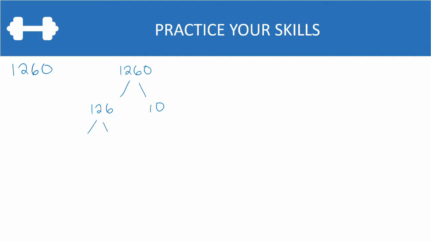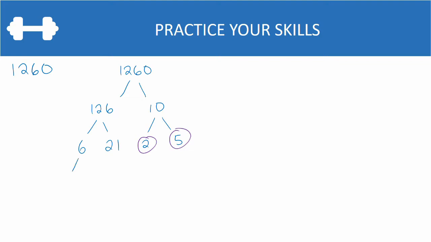You could have had a different result here, and that's okay. Now, neither of those are prime, so I'm going to split it up further. 126 can split up into 6 times 21, and 10 can split up further into 2 times 5. Now, some of these are prime. I know that 2 is prime and 5 is prime, so that branch of the tree is actually done.